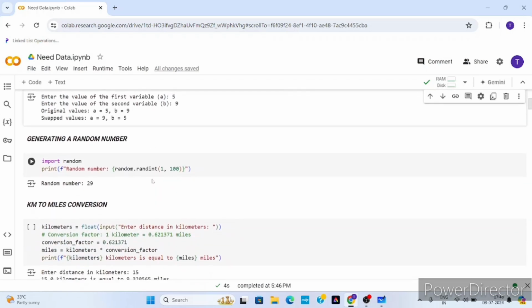Next, random number. This is like generating a random number. This is not by manual. This is by automatic. It generates any type of number.